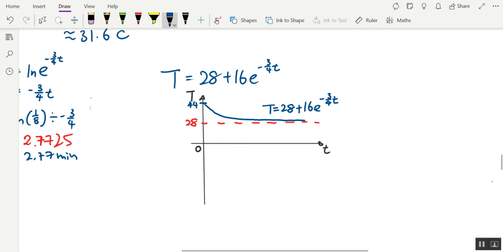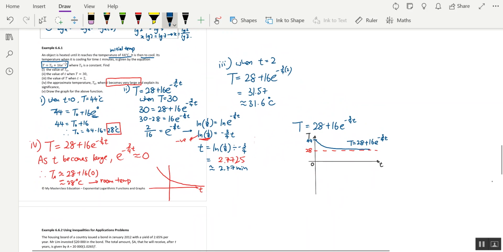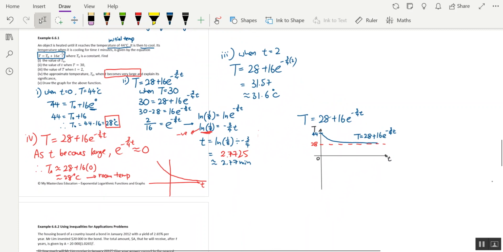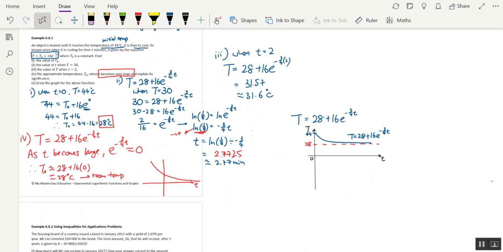Okay, and these are most of the things that you need to know for this chapter. In the next video I'll go through a question on inserting a suitable straight line.